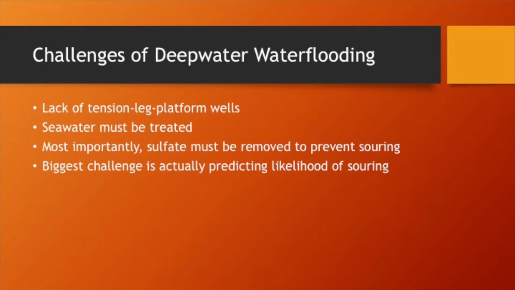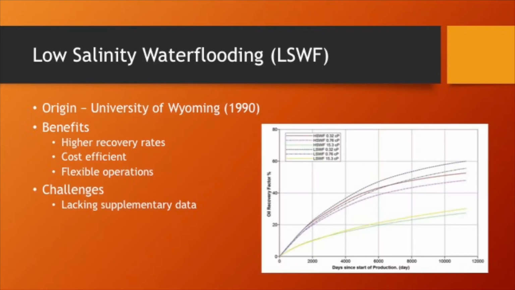The fix for this is to use SRUs and SRBs, which are sulfate removal units and sulfate removal bacteria, respectively, which should limit the formation of H2S. The tricky thing with souring is actually determining the likelihood of souring. This can be predicted through reservoir modeling, although there is an uncertainty with this. All in all, deep water environment water flooding can be profitable, but there are some issues to overcome first.